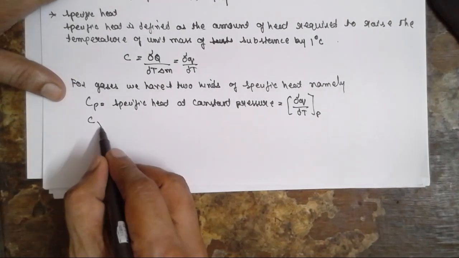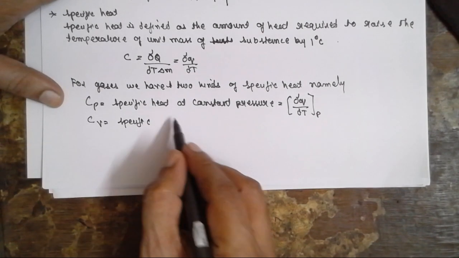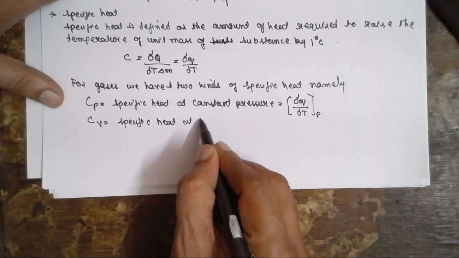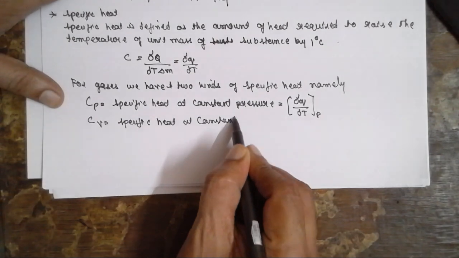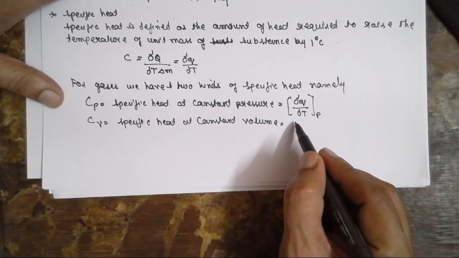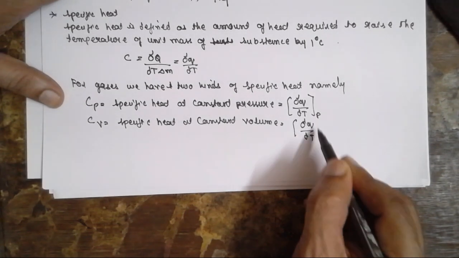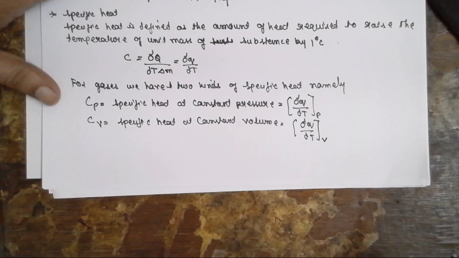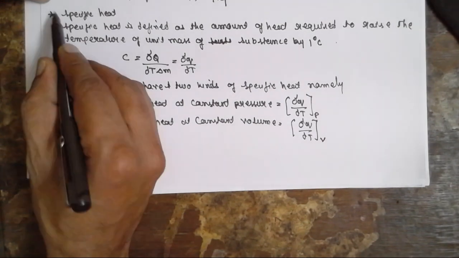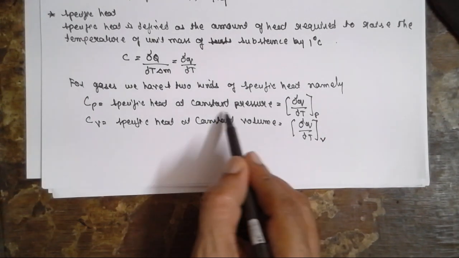Specific volume, specific heat at constant volume. For specific heat at constant volume, we have to write delta Q divided by dt, and we have to write V here. This is about the specific heat. Now we are discussing the constant volume, this part.